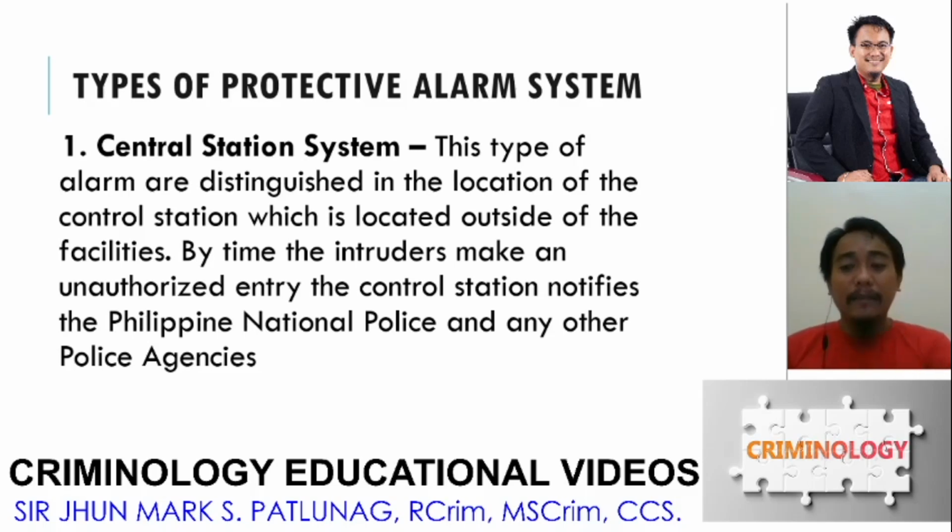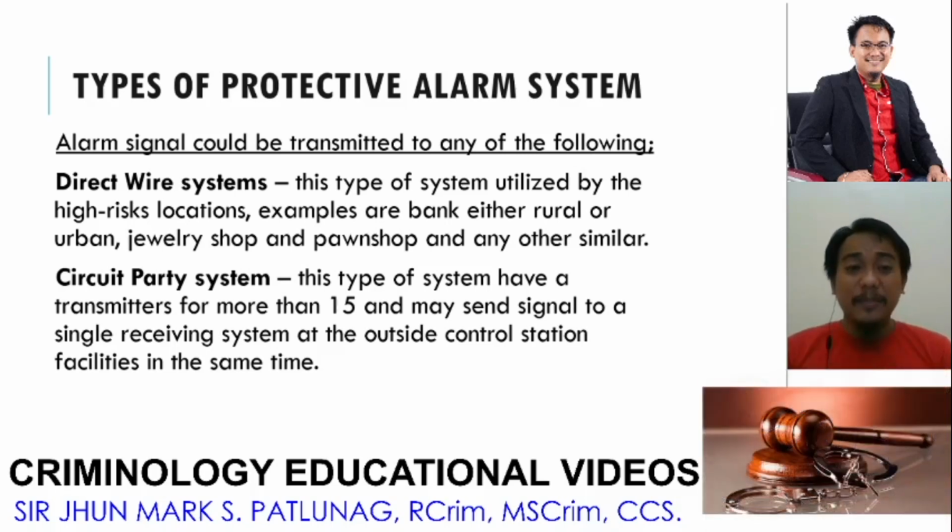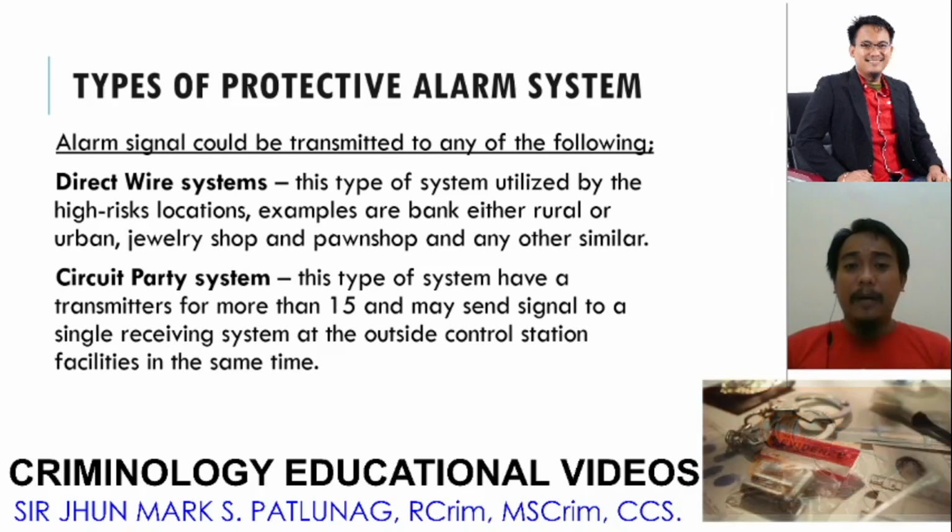In the central control station, the alarm signal can be transmitted in any of the following, kasi nasa labas po siya, so nangangailangan siya ng transmitter. Ano po ba ang iba't ibang klaseng transmitter na ginagamit or pwede nating gamitin? First, direct wire system. Followed by the direct wire system is the circuit party system. Marami pa po yan, pero ito muna pong dalawa ang unahin natin. First is the direct wire system.